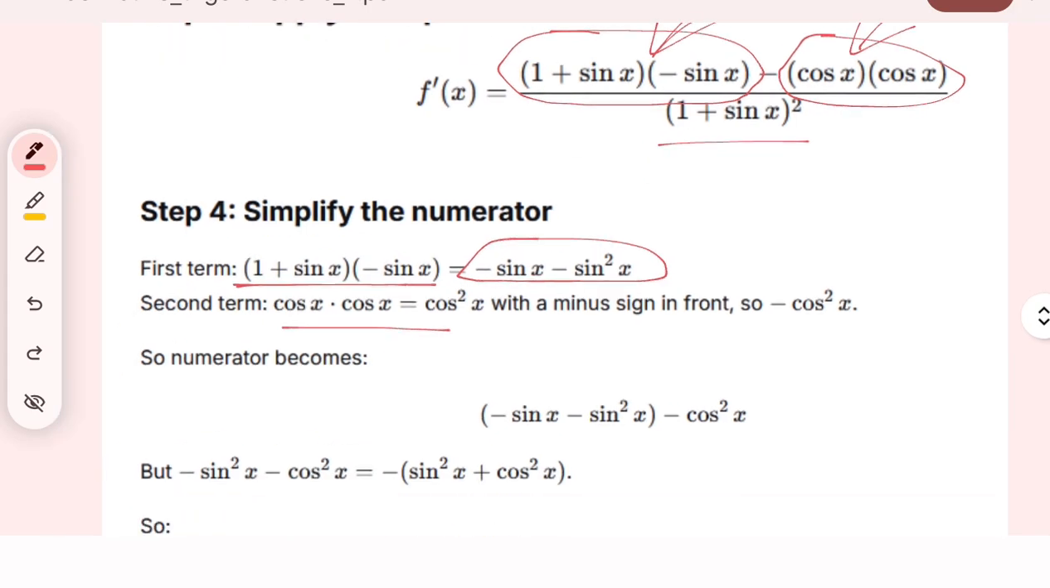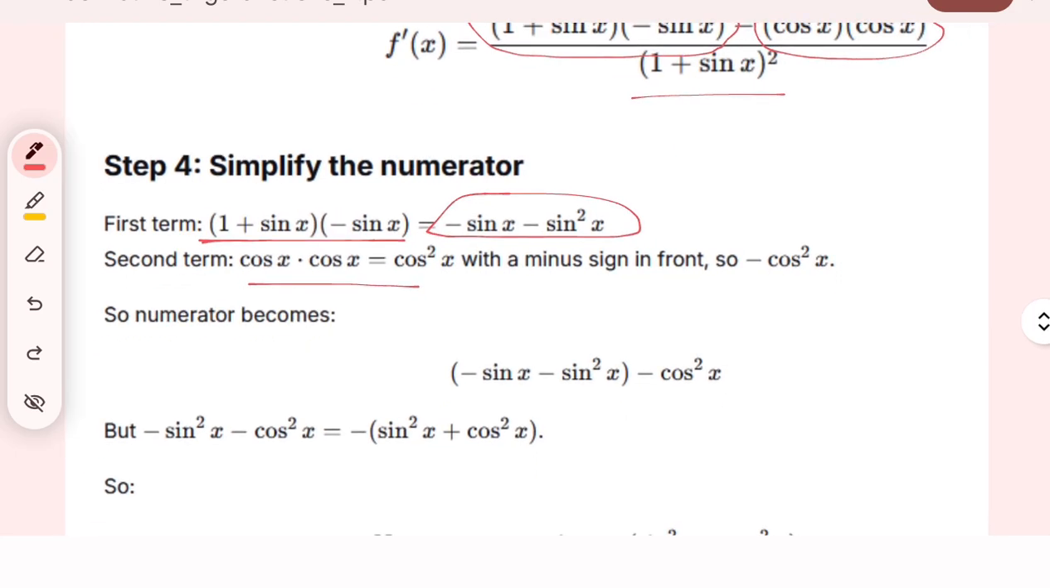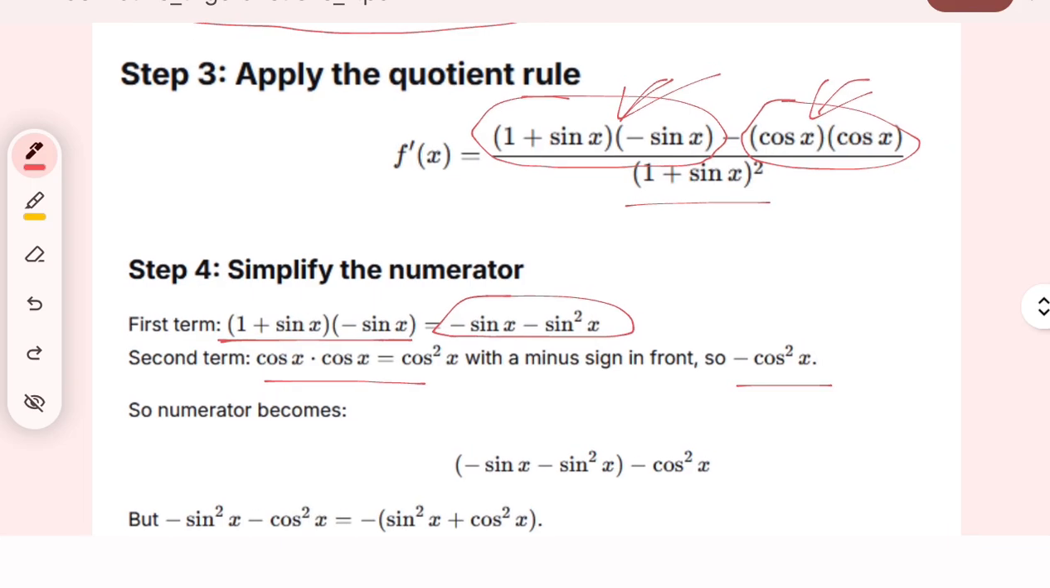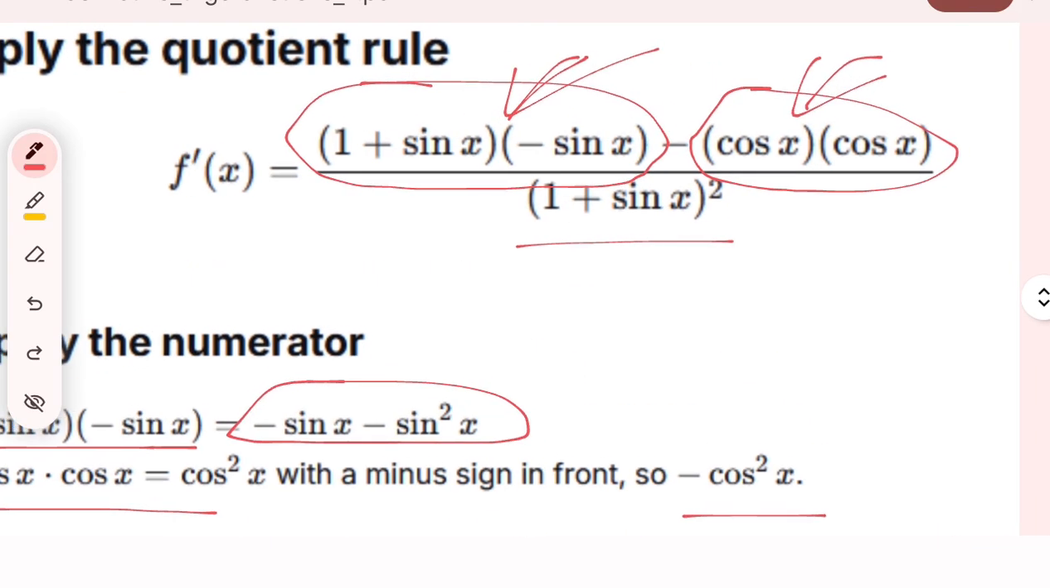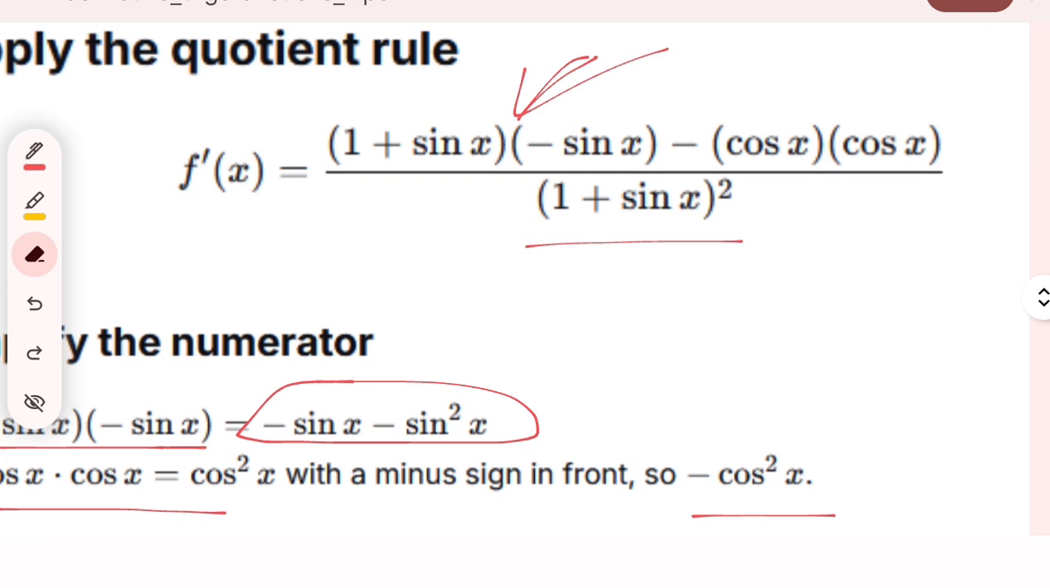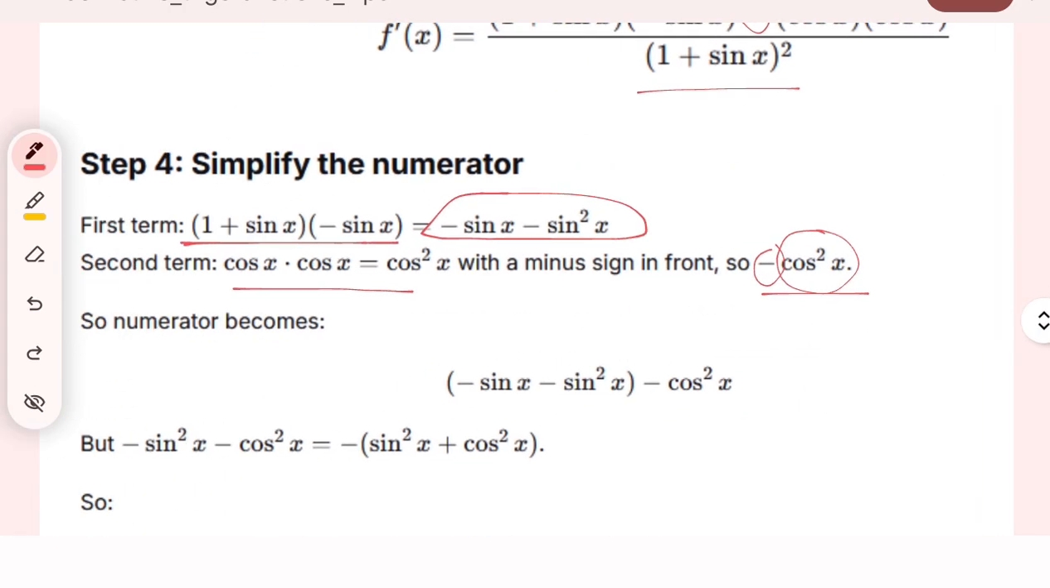it would become negative cosine square x, right? That is because it has actually a negative sign. So look at here, it has a negative sign. So there's negative here, and then cosine times cosine is cosine square x. And of course, there should be a negative sign. So negative cosine square x. All right?